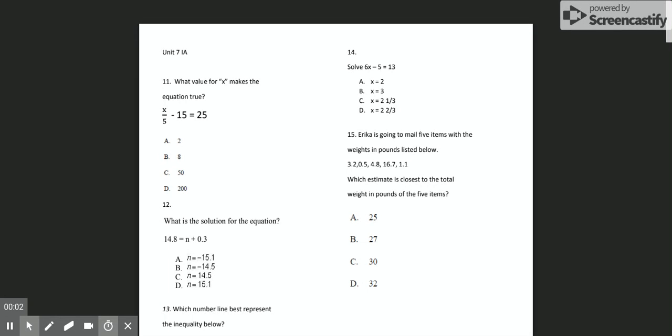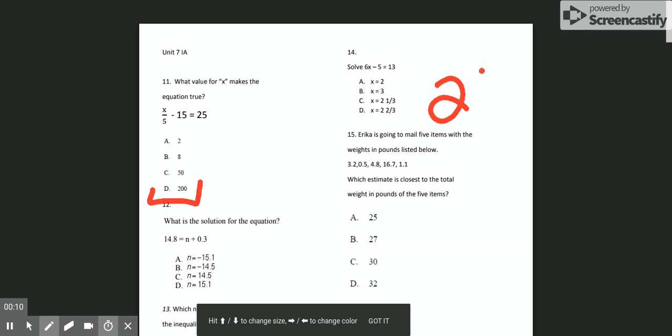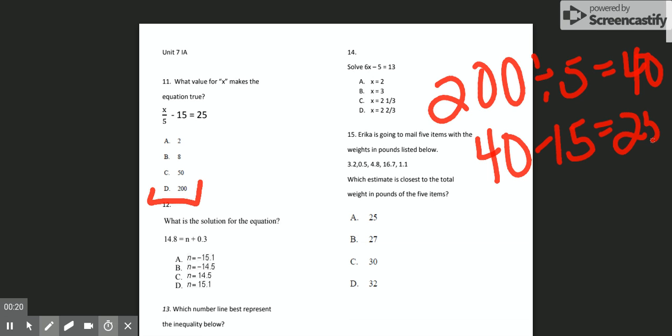So for number 11, there are two ways you could solve it. You could do the guess and check method. So if you guess and check, you could try the 200, and you do 200 divided by 5, so that would be 40. And then you subtract 15, so 40 minus 15 is 25. So doing the guess and check, you can do D.